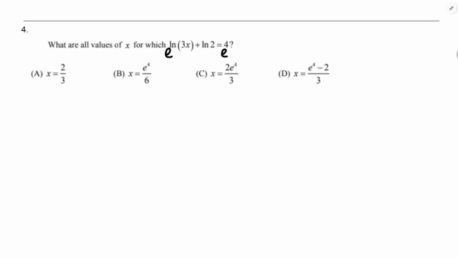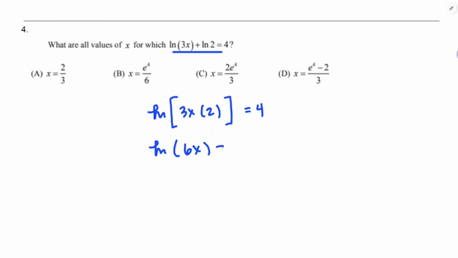That's what they want you to do, and that is not going to be right. That's probably going to give you answer choice A. So we're not going to do that. We're going to combine these two logs first with a log property. We have two logs added together, and that's going to be like multiplication on the inside of the argument. So 3x multiplied by 2, that's going to equal 4. And so that means natural log of 6x is equaling 4.